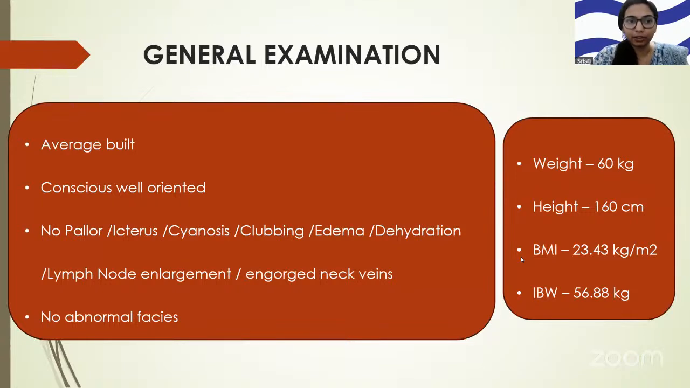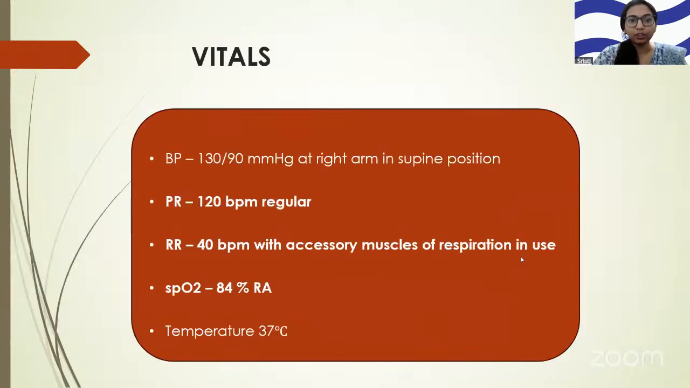Coming to general examination, the patient was of average build, conscious, well-oriented, with no pallor, icterus, cyanosis, clubbing, edema, dehydration, lymph node enlargement or engorged neck veins present. No abnormal facies. The vitals: blood pressure was 130 by 90 millimeters of mercury measured at right arm in supine position.